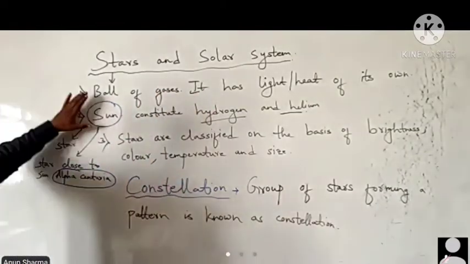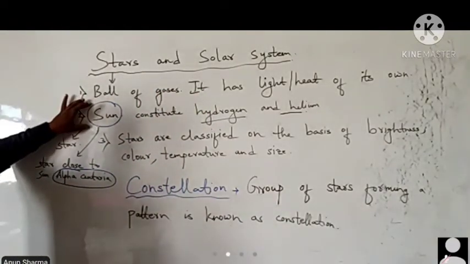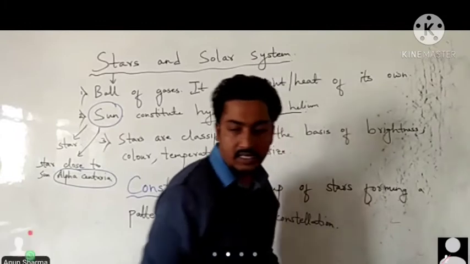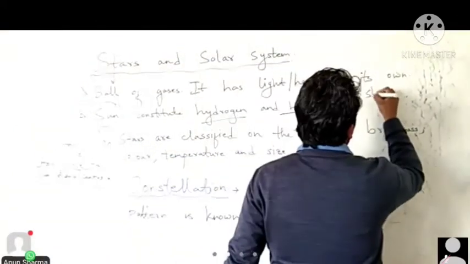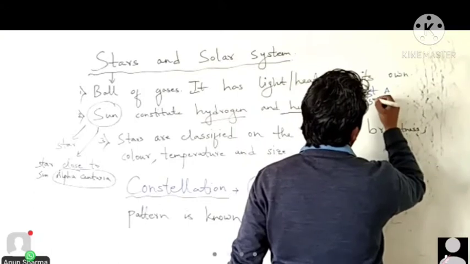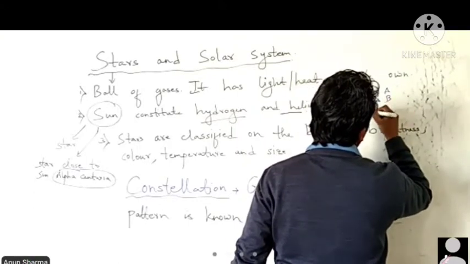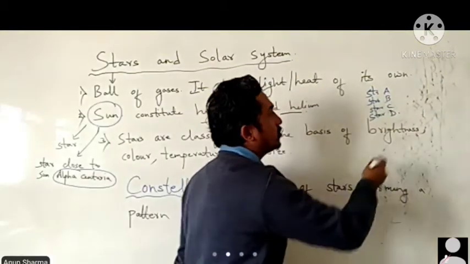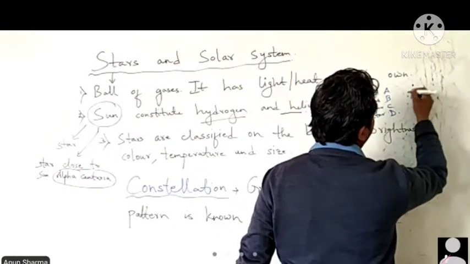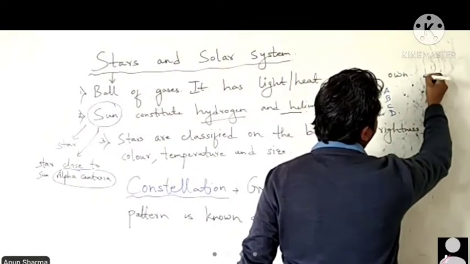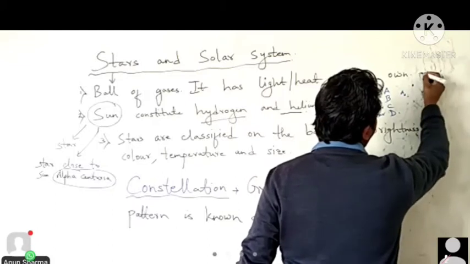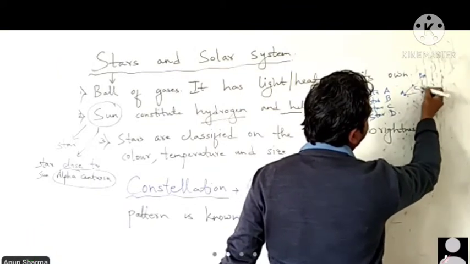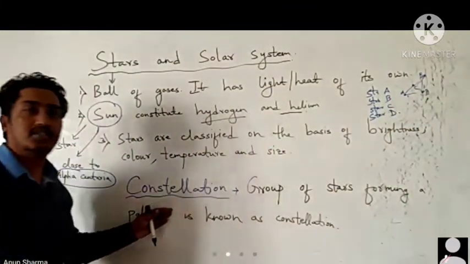For example, we have taken the example of stars such as the Sun and Alpha Centauri. Similarly, say there is a star A, star B, star C, star D. These are the names. If they form a group, like star A is here, star B is here, star C is here, star D is here, it is forming a pattern, and this type of pattern is known as a constellation.